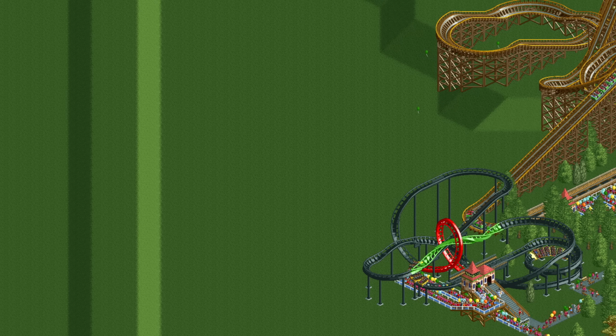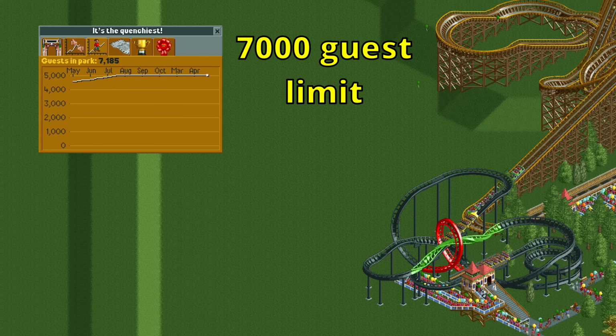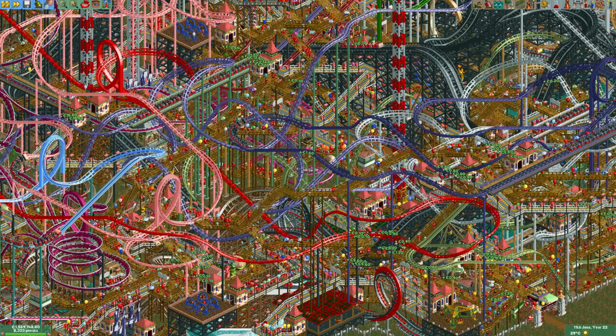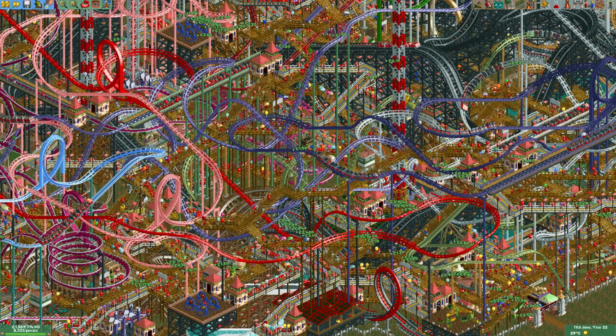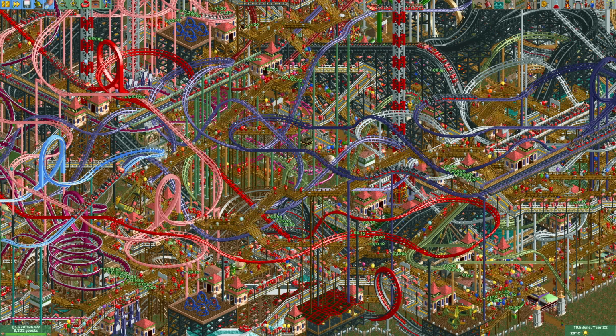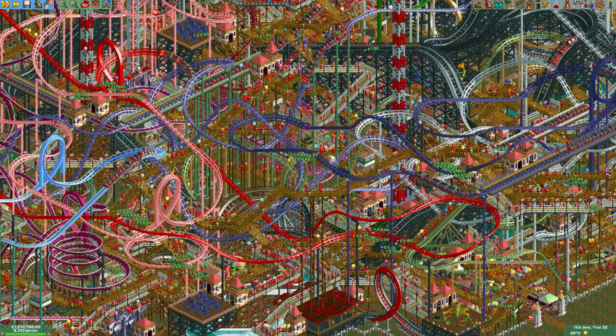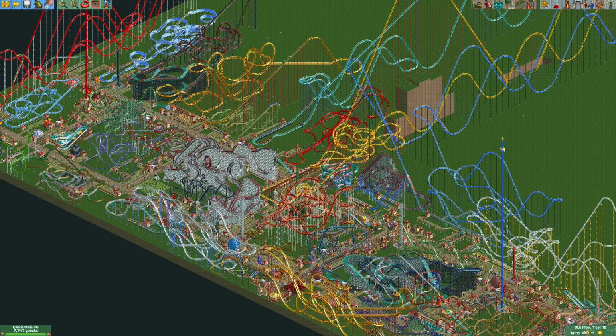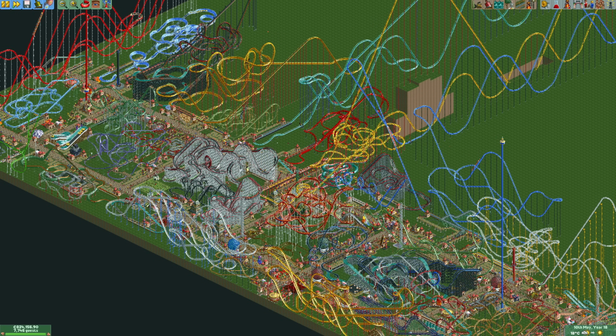There is one more factor in scenarios with normal guest generation, and that is the 7,000 guest limit. If you have more than 7,000 guests in your park, the guest probability will be divided by, you guessed it, 4. This makes it very hard to get more than 7,000 guests in your park if you do not use any ads, and I'm not exactly sure why this limit exists. Maybe it was done to prevent people from hitting the sprite limit. With the massively increased limits in Open RCT2, maybe this limit should be removed or at least raised a bit.